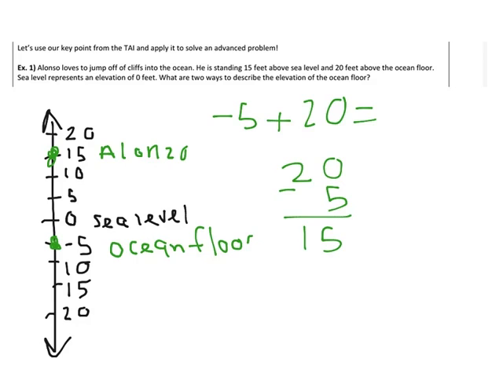The final thing we need to think about is how can we say what the elevation of the ocean floor is? Should we say that it's at 5 feet? No, because it's not at 5 feet. We see that it's down here at negative 5 feet. So we can say it is at negative 5 feet elevation.